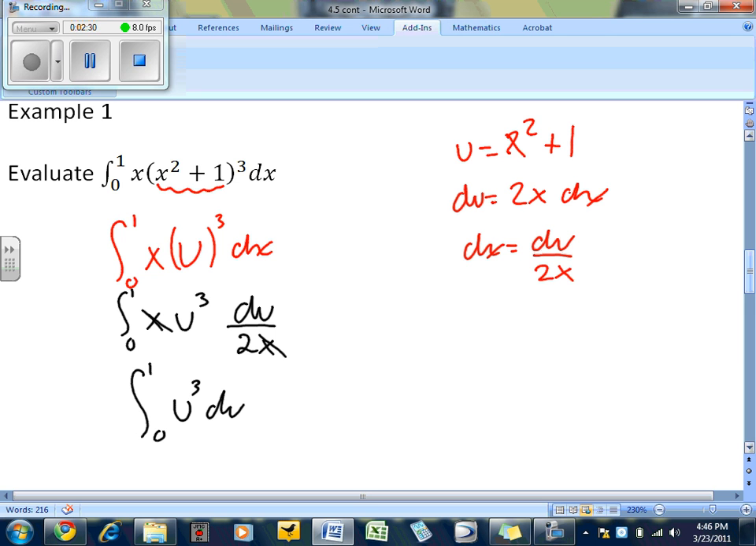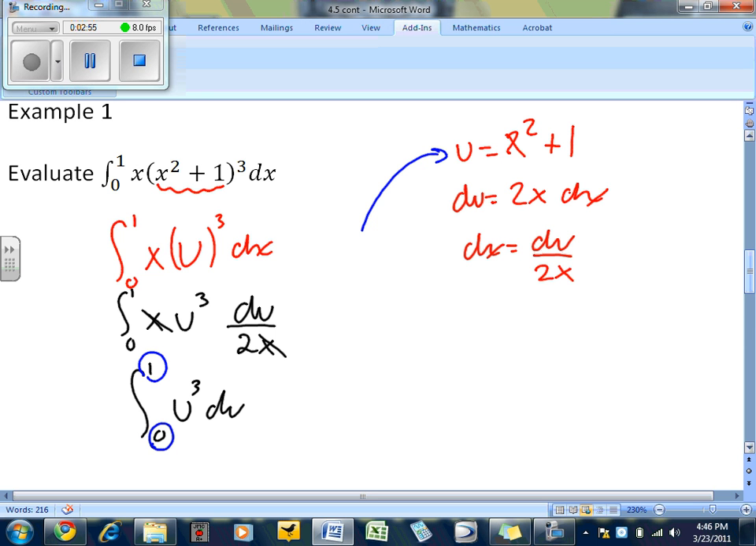Now, previously we've just been taking the integral, and then we've been plugging u back in, and then we've been evaluating from 0 to 1. But what we can do is change our limits of integration here to what u equals when x equals 0 and when x equals 1 up here. Then all we have to worry about is plugging in values into u and cubing it, and then we have our definite integral.